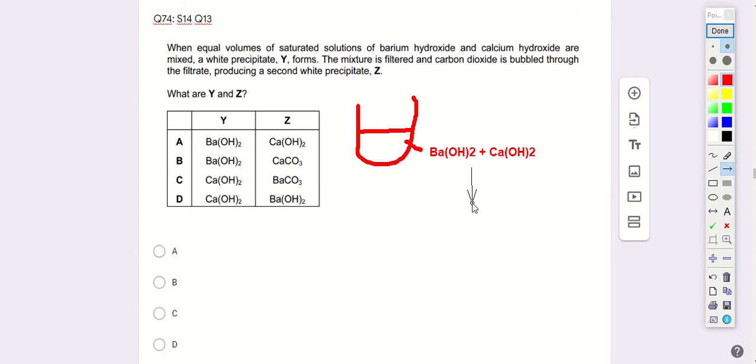So why is the precipitate formed? Because as you go down Group 2, the solubility of the hydroxides will increase. That means if we compare barium hydroxide and calcium hydroxide, barium hydroxide is more soluble than calcium hydroxide. So when a precipitate is formed, that precipitate will be the one that is less soluble between these two hydroxides. So Y is actually calcium hydroxide.